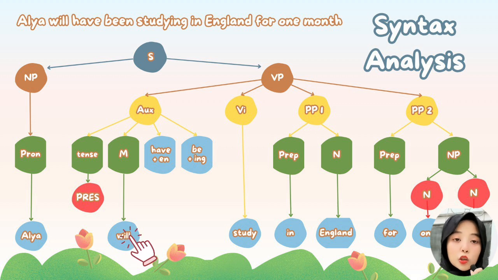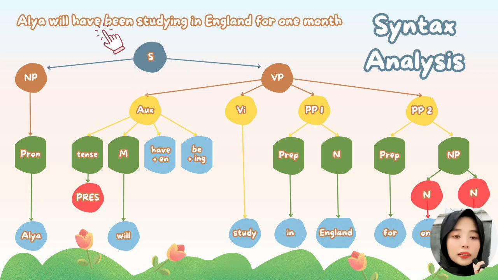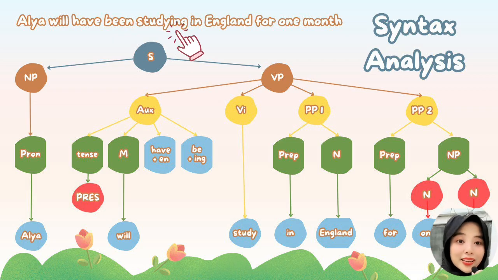Next, not only that, you can see in the third branch of aux is have plus N. Why? Because it consists of have been. Oh, okay. So the tense in this sentence is present, future, perfect, continuous. So you can use verb in here or present participle. So you can put ing endings in the verb into the be plus ing in the fourth branch of aux. You can see, right?